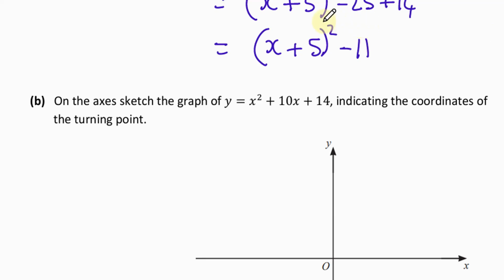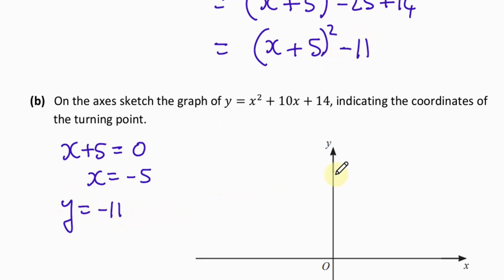We look at this completed square form, and to get the x-coordinate, we take what is inside the brackets here. So x plus 5. We make it equal to 0, and we solve for x. So x is negative 5. Then the y-coordinate of the turning point will be negative 11 here. So y is equal to negative 11.